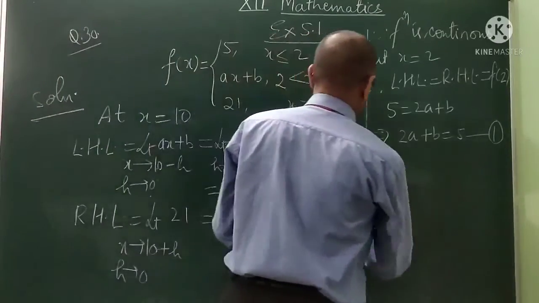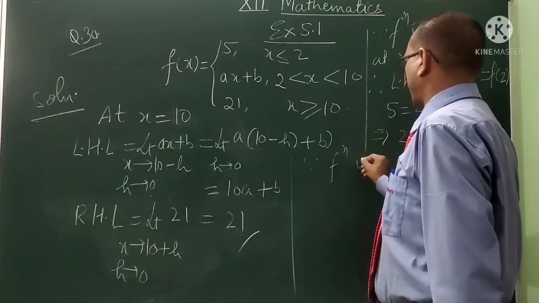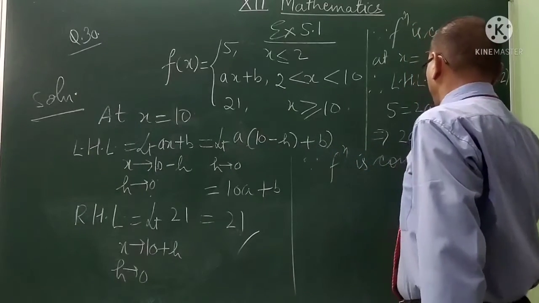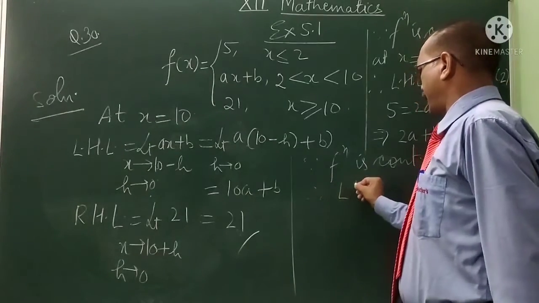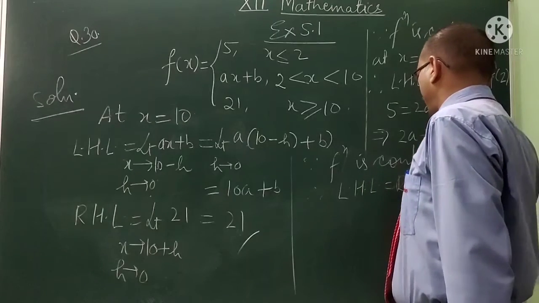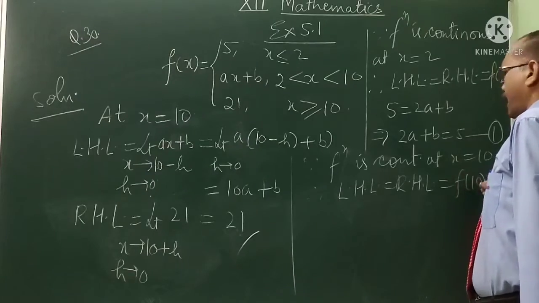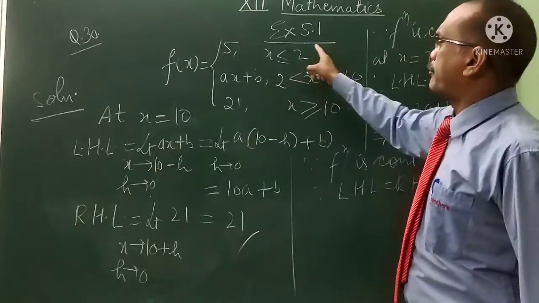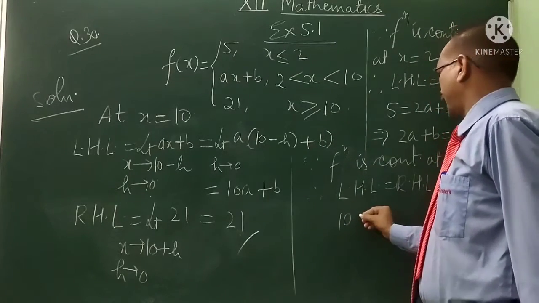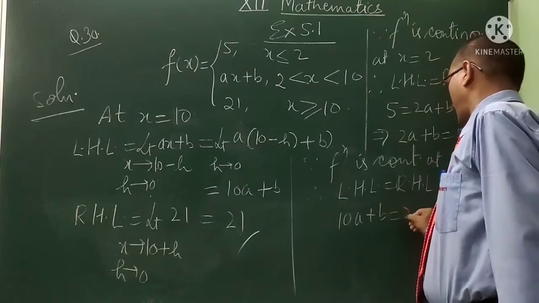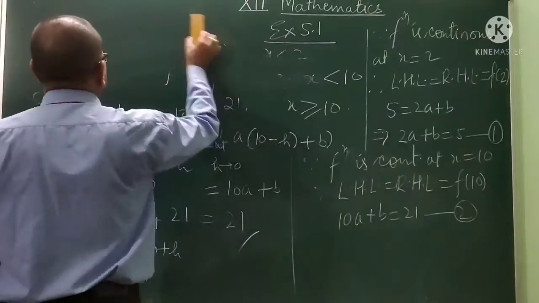Again, the function is continuous. Since the function is continuous at x equal to 10, therefore left limit equals right limit equals the value of the function f(10). f(10) is also 21 and f(2) is also 5. So it is 10a plus b equal to 21. It's equation 2. Now we will solve the equations for a and b.